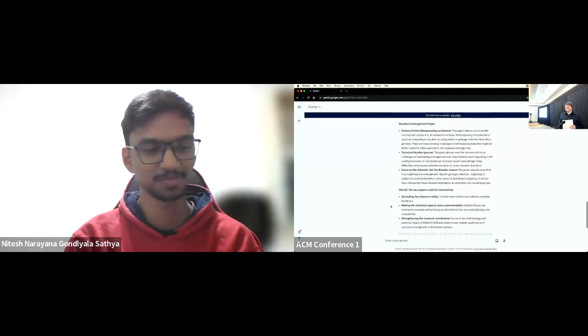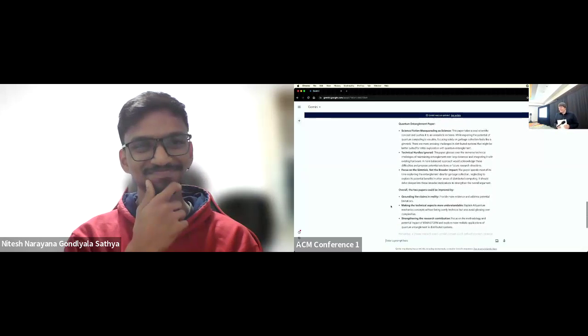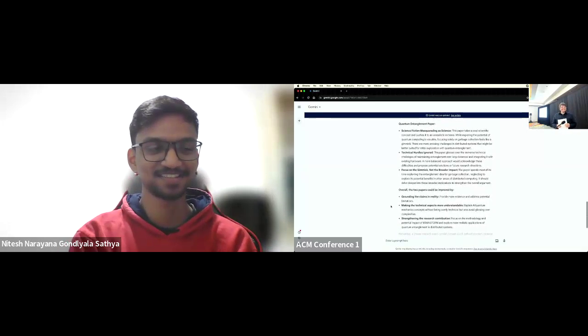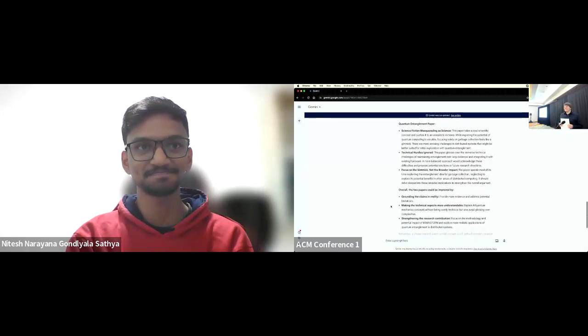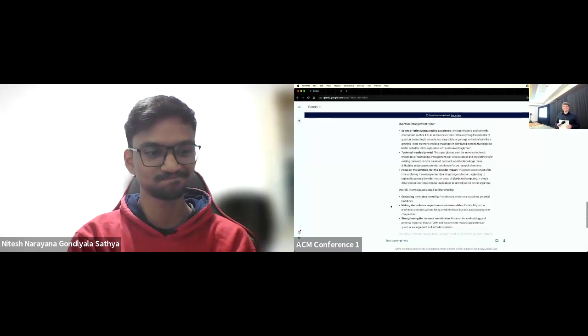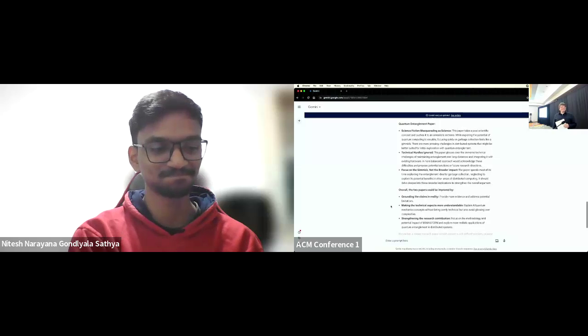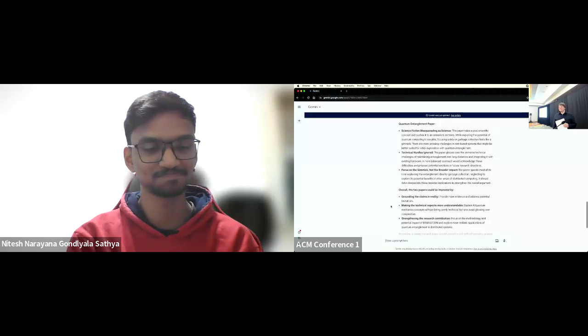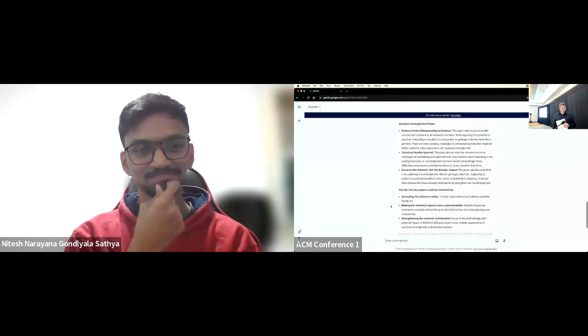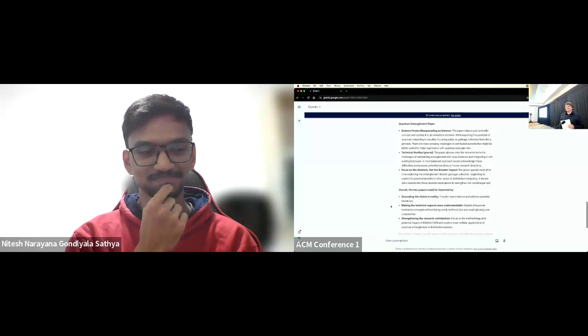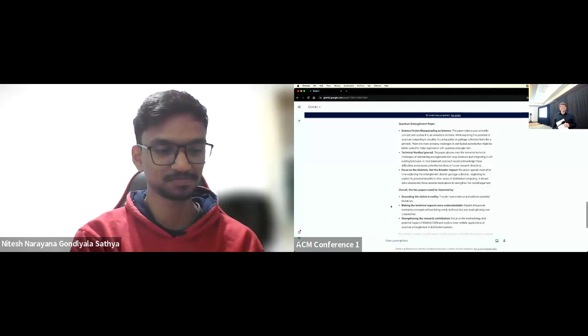And for the quantum entanglement paper, science fiction masquerading as science. This paper takes a cool scientific concept and pushes it to an unrealistic extreme. While exploring the potential of quantum computing is valuable, focusing solely on garbage collection feels like a gimmick. Technical hurdles are ignored. Focusing on the gimmick, not the broader impact. This paper spends most of its time explaining the entanglement idea for garbage collection, neglecting to explore its potential benefits.